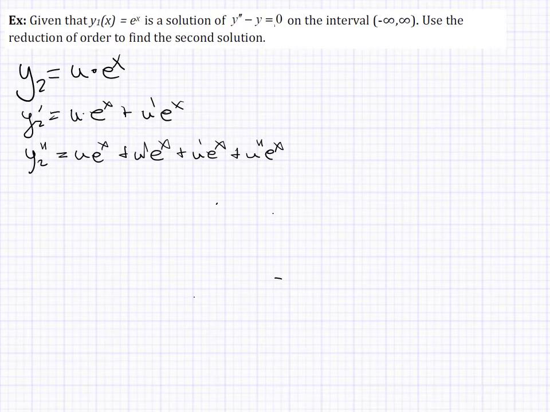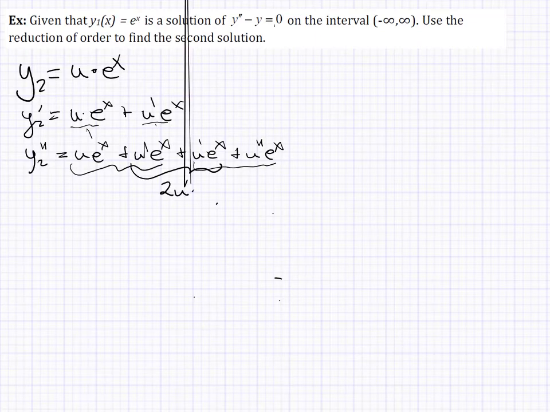Again, remember, product rule. So this is the product rule for the first piece. This is the product rule for the second piece. All right. Notice there's two of these in here, so I'm going to call that 2u prime e to the x.